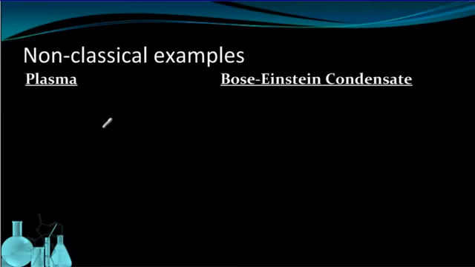A very quick look at some non-classical states of matter. So these are two examples. There are more, but plasma and the Bose-Einstein condensate are pretty interesting. So we're going to take a quick look at what these things are.